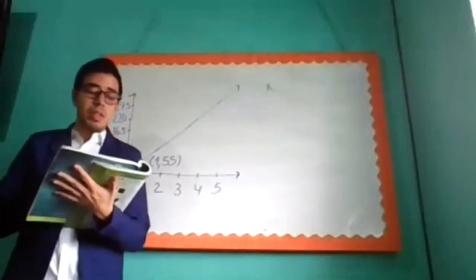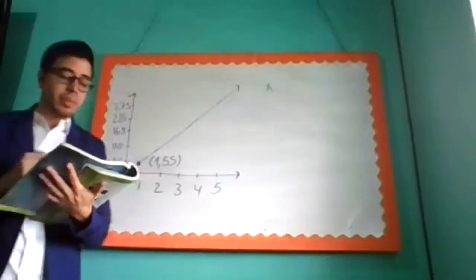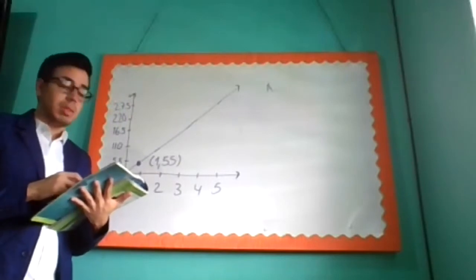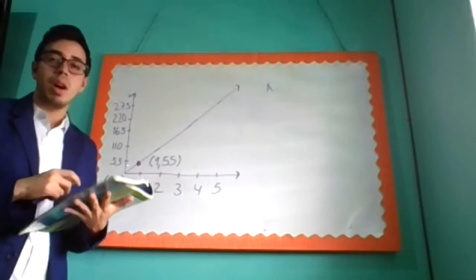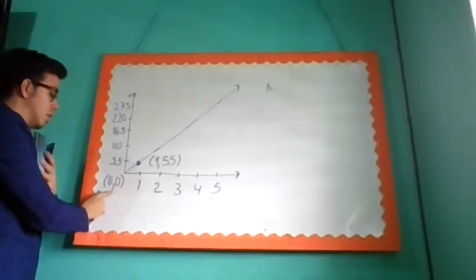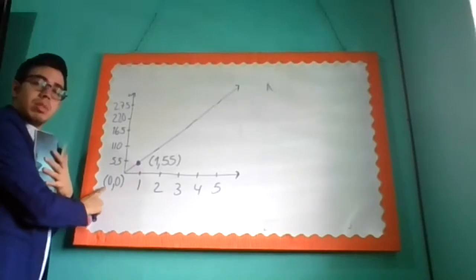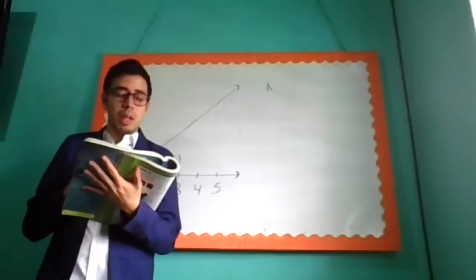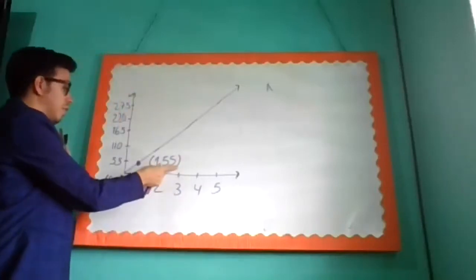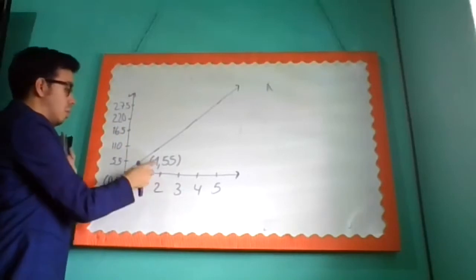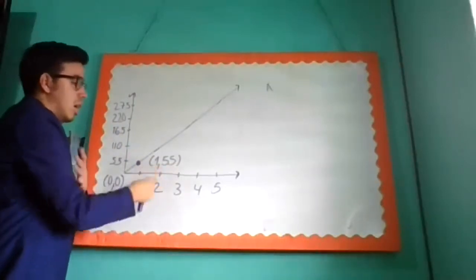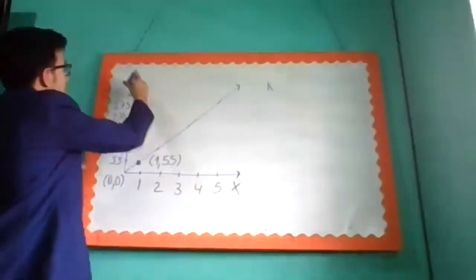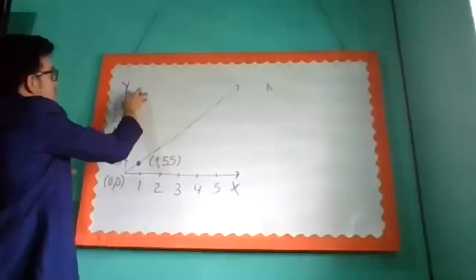What does each of these points represent in this situation? The first one, 0, 0. Mr. Brown drives 0 miles in 0 hours. So the car is not moving because you move 0 miles in 0 hours, okay? The second one, 1 and 55. Mr. Brown moves 55 miles in 1 hour. Remember that x is representing the number of hours and y is the distance in miles.